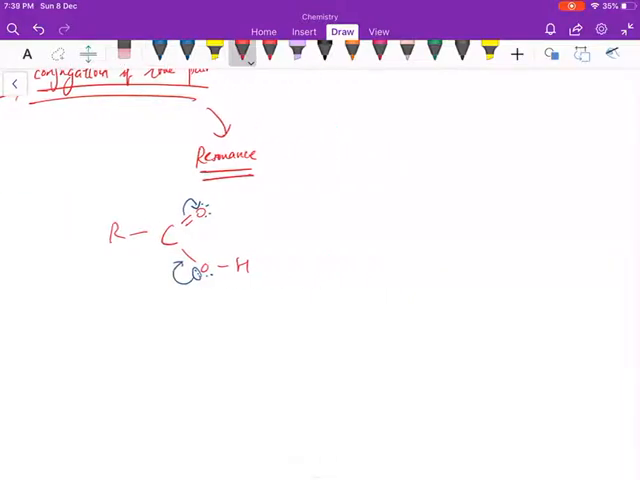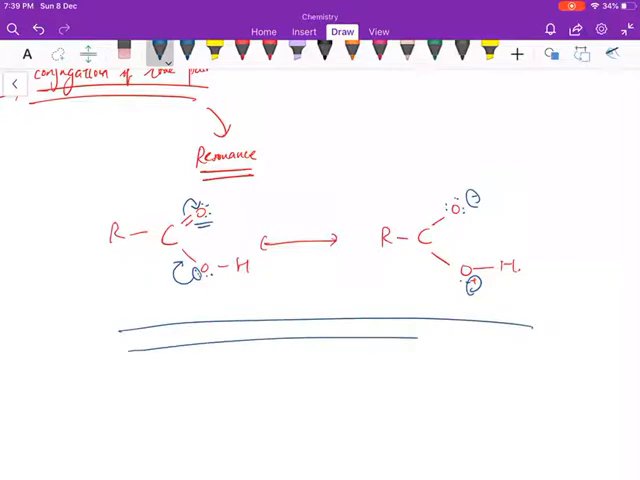So this causes a resonance of something like that. In this oxygen, you have now got six electrons, so 3 lone pairs, and in this oxygen, you've only got a pair of lone pair of electrons. So it creates a negative charge here and a positive charge here. Well, it's still neutral, but it causes this resonance effect.